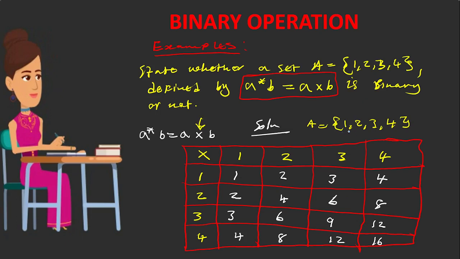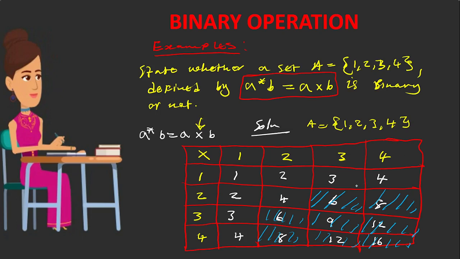So if you look at the answers which we have, we are having things like 6, 8, 9, 12. We're also having something like 16, we're having 12 there, we are having 8 there, we are also having 6 there. So if you look at these numbers which I have shaded here, these numbers are not in that set.